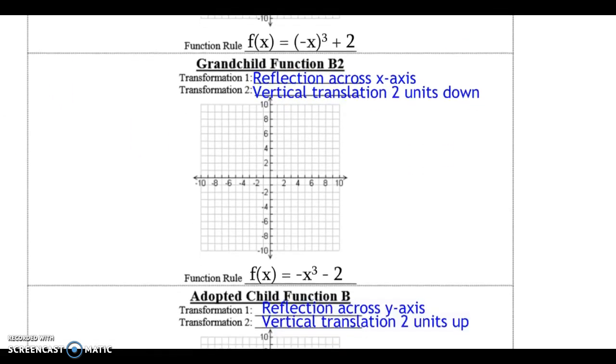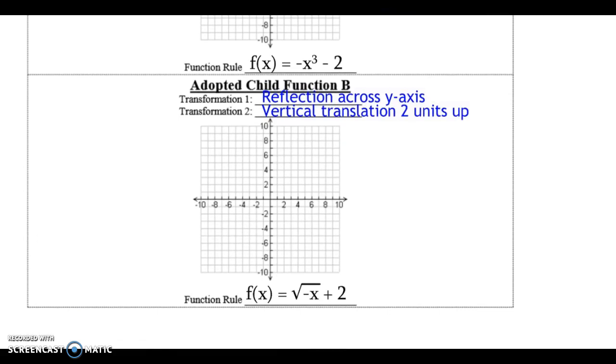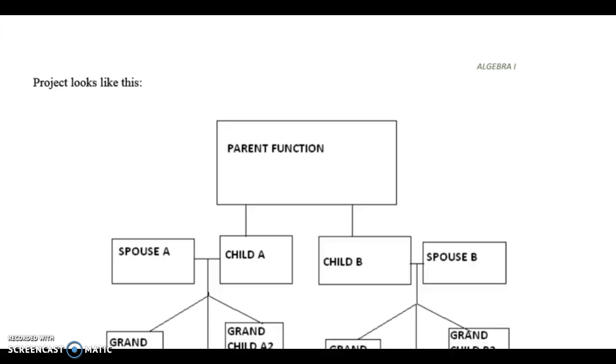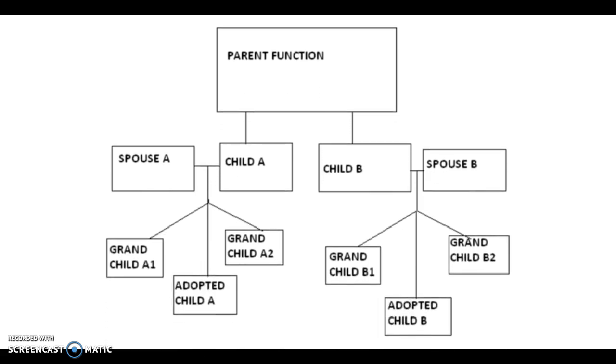And then the adopted child function B is an exact copy of the two different transformations, y-axis reflection and 2 units up vertical translation, but it is a different parent function. And in this case, we used square root. I also provided a brief overview of what the function is supposed to look like.